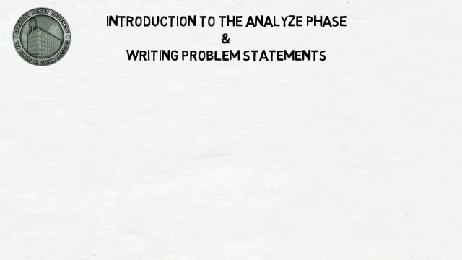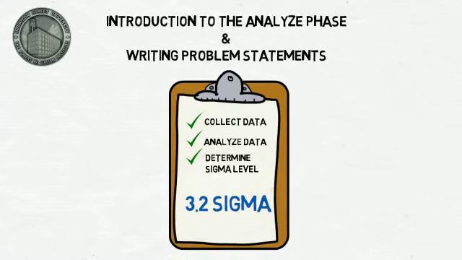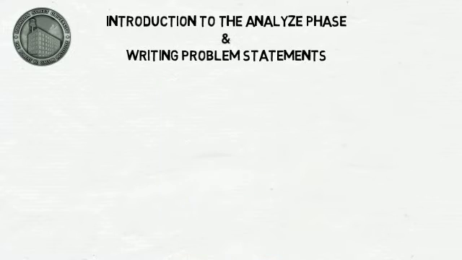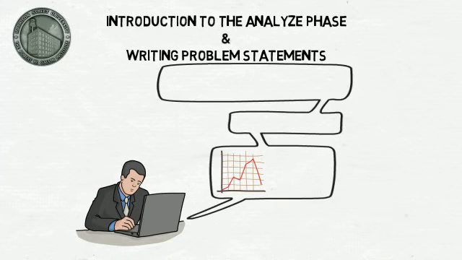After the team has collected, analyzed, and determined the sigma performance of the current process, for example, a 1.7 sigma process or a 3.2 sigma process, the group moves on to the analyze phase. Here, the team will dig into the collected data and hunt for root causes. These root causes will help teams answer the question, what is wrong?